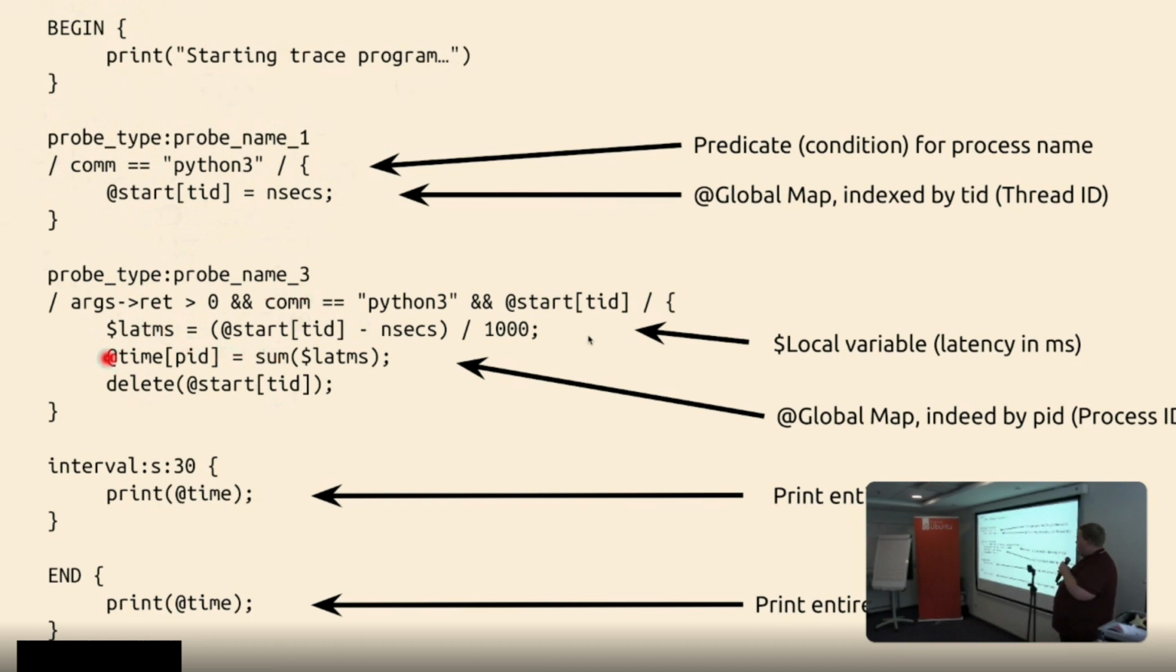And so I calculate that, and then I'm going to store that. So in between those two probes, I calculated the latency. Now I'm going to store per process ID. I'm going to sum up how much the latency was in that event. And so at the end of our program, every 30 seconds, and at the end of the program, we're going to print out how much time in total we spent, the total latency between those two events we probed, broken down by process ID in this kind of simple example.